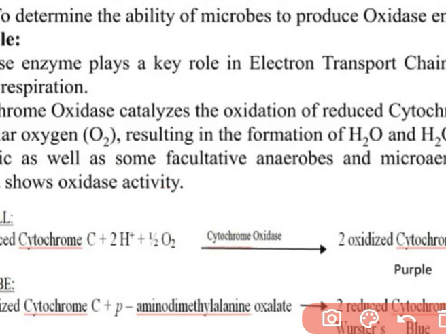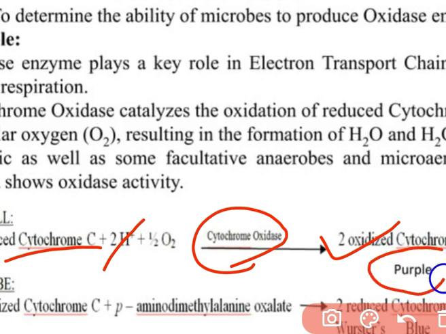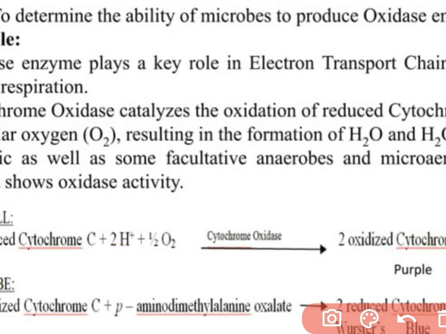In a cell or in an electron transport chain, the cytochrome C get reduced by accepting the hydrogen molecule, and in presence of molecular oxygen and enzyme cytochrome oxidase, it get oxidized to a purple colored compound, and this oxidized cytochrome C in the presence of a reagent, that is a para amino dimethylaniline oxalate, it get converted to a blue colored compound.